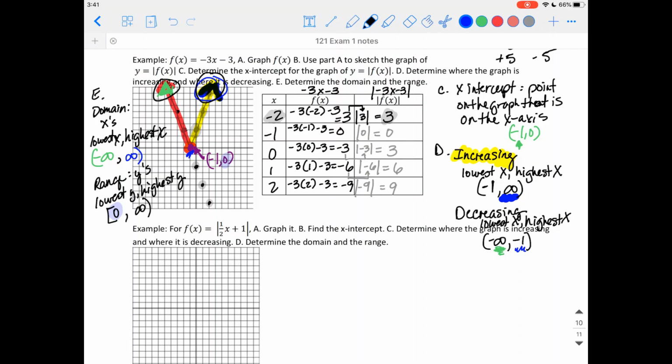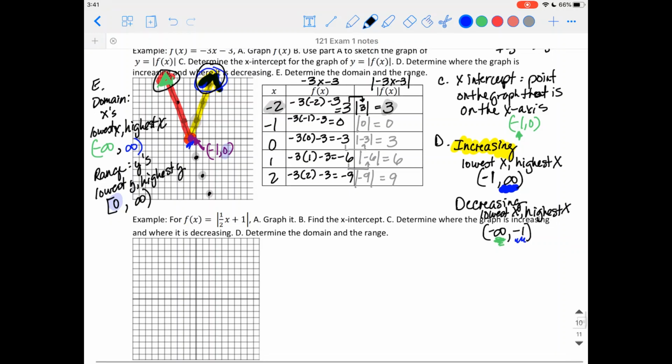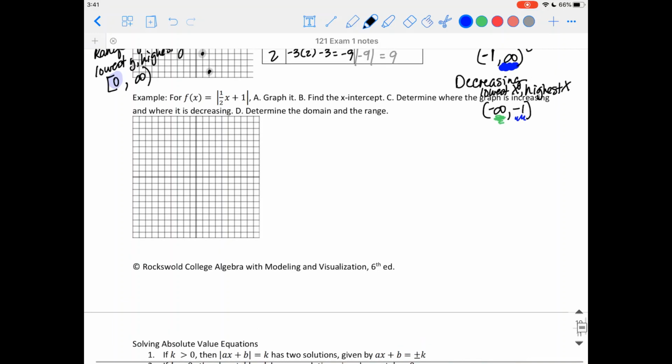So you can pause the video and try the next one on your own. And if you notice, I didn't use a graphing utility. You can graph it using your graphing utility. It's all up to you. So here on this one, we have f of x is equal to the absolute value of a half x plus 1. And so for part A, we're going to graph it. So I have x and I have f of x equal to the absolute value of a half x plus 1.